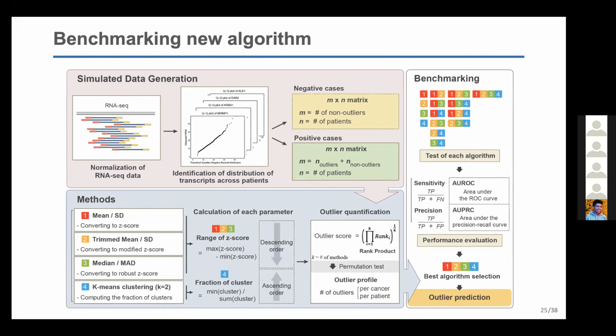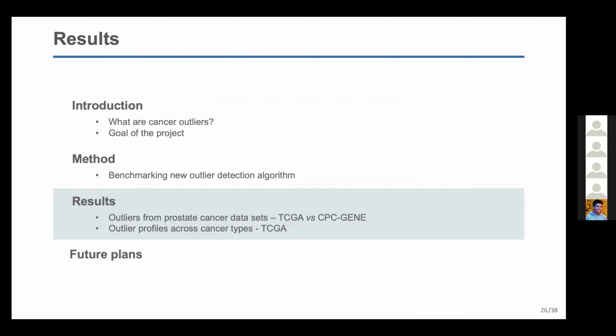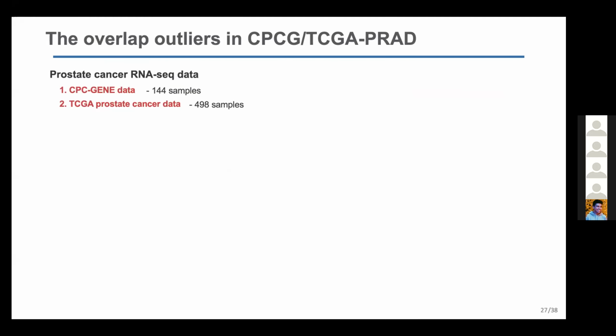So I applied it to multiple cancer data sets. First I tested it in the prostate cancer data sets, and I expanded to the whole TCGA data set. I want to show the first preliminary data I got from 2 prostate cancer data sets. So here are 2 different prostate cancer data sets. One is CPCG, from the Canadian cohort, which has a smaller sample number. And the next one is the TCGA prostate cancer data set, which has a larger sample number.